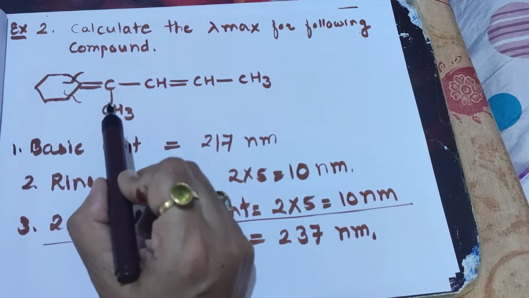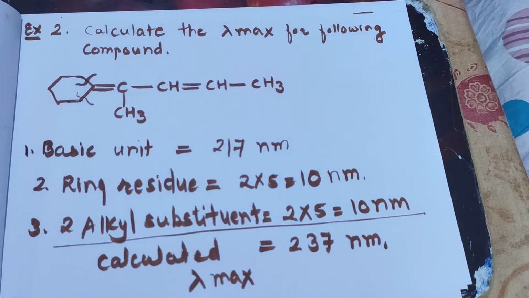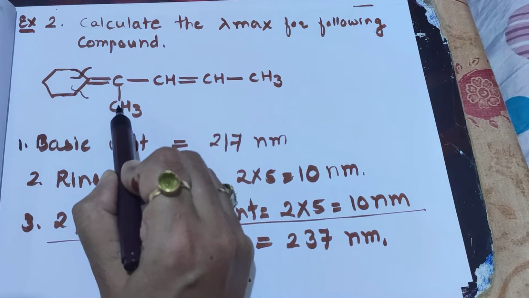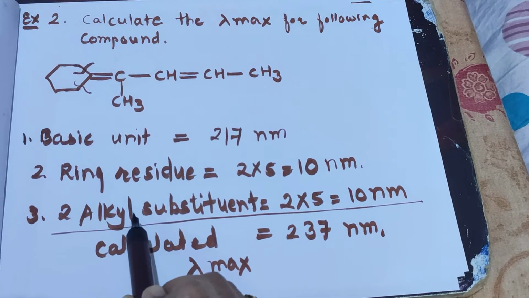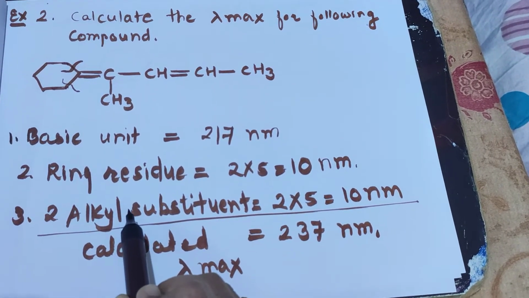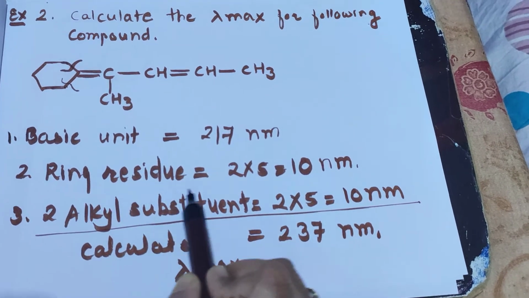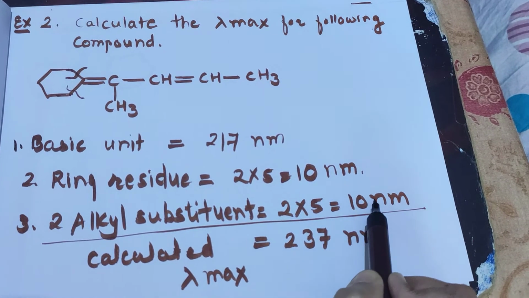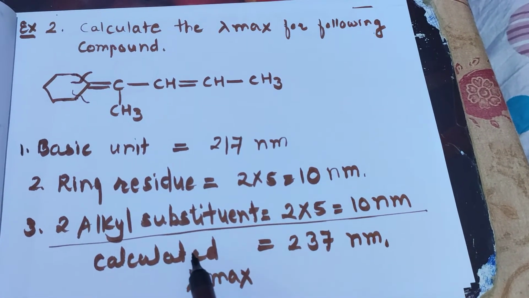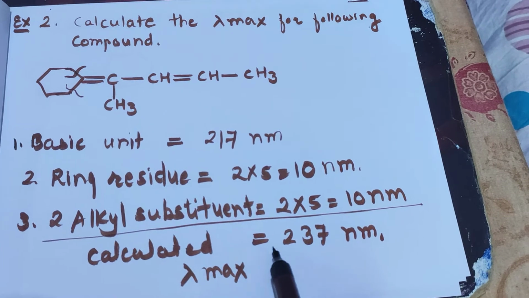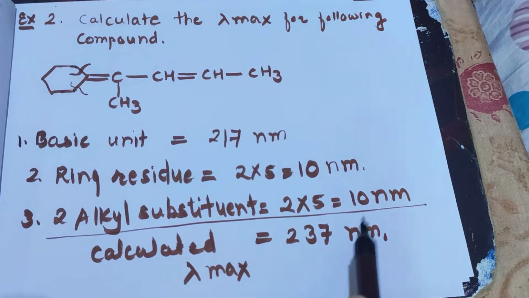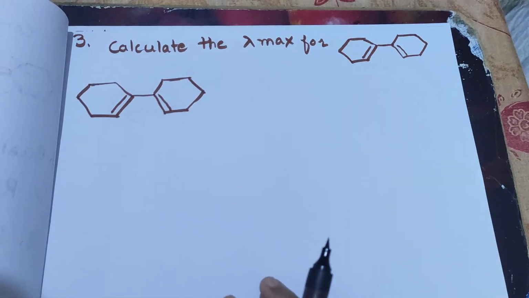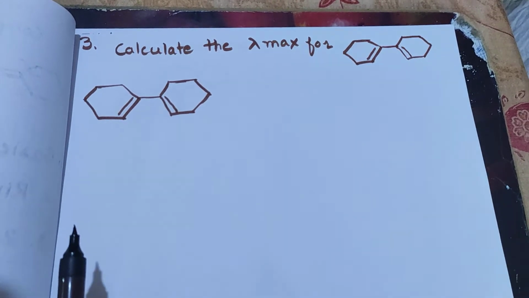Again, if we observe the structure, then it can be seen that 2 alkyl substituents are also there. So for 1 alkyl substituent, the value of lambda max is 5. We have 2 alkyl substituents, so the value of lambda max comes out to be 10 nanometer. So if we calculate the lambda max, it comes out to be 237 nanometer. Okay. Now we'll try to solve another numerical.